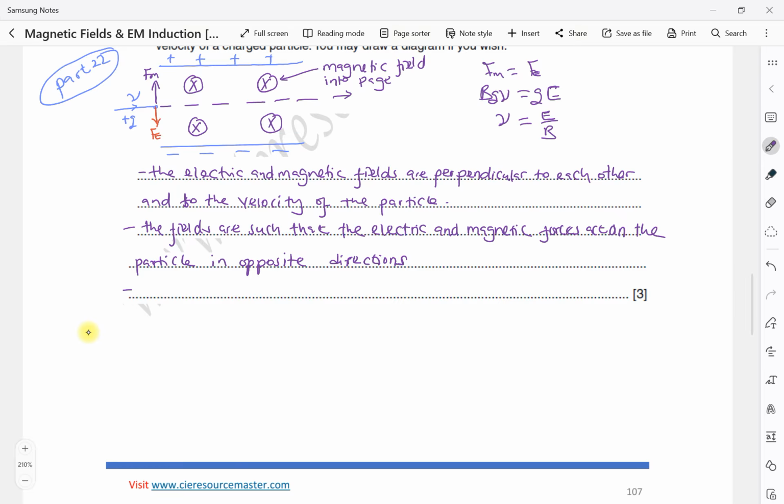In opposite directions. The fields should be adjusted so that the forces are equal, and particles with the speed v equals E over B are selected.